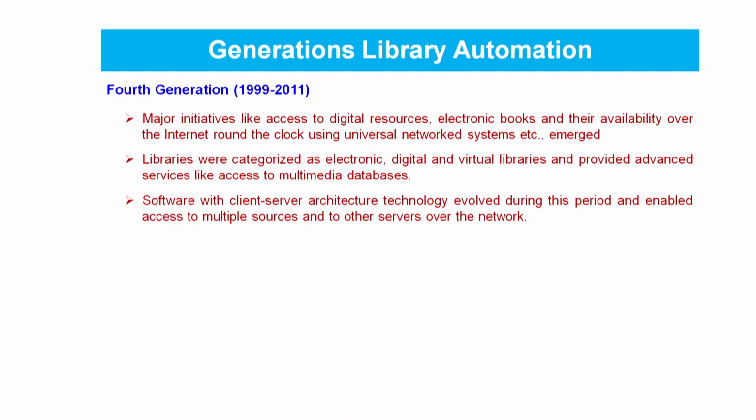And the fourth generation, which is normally during the year 1999 to 2011, where all such digital materials, electronic resources, electronic books, electronic databases, and also multimedia databases have evolved, and also highly developed client and server system topologies. So all these networking systems have been highly developed, so communication has been easy, resource sharing has been easy. So these all happened in the fourth generation of library automation in India.